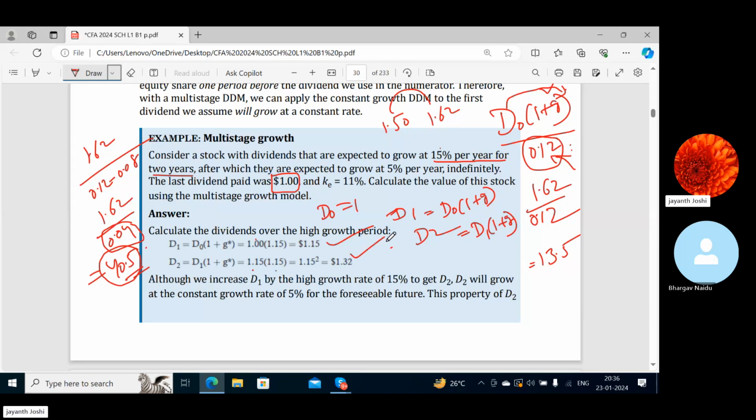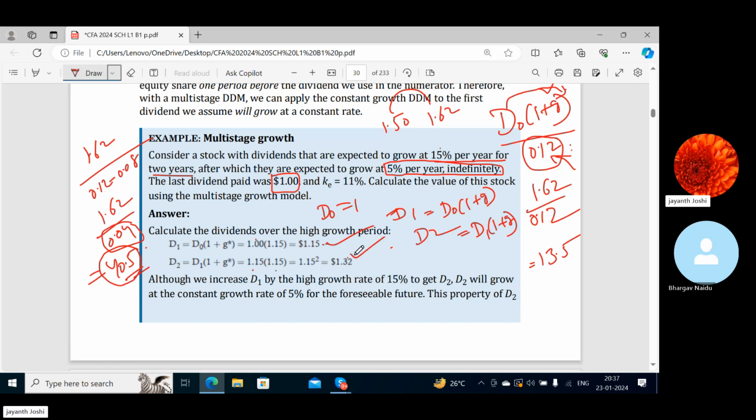Now we'll move to the next question. So consider a stock with dividends that are expected to grow at 15% per year for 2 years. So for 2 years, it has grown by 15%, after which they are expected to grow at 5% per year indefinitely. That means for its entire lifetime, it's going to grow at a constant growth rate of 5%, right? Considering this, they are asking you to find the value of this stock with the multi-stage growth model. So why is it a multi-stage growth model? Because the dividend is growing at 2 different rates. For the first 2 years, 15%, and after that, constant growth of 5% for the foreseeable future, right?